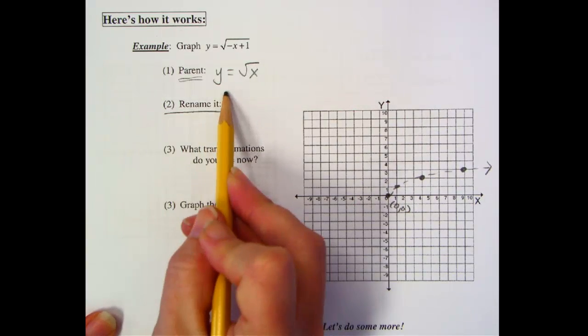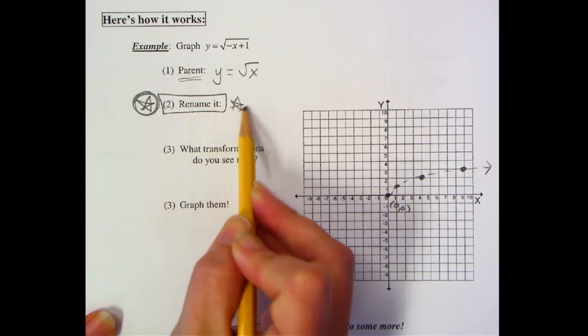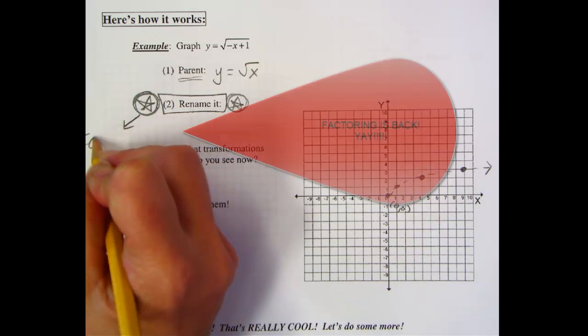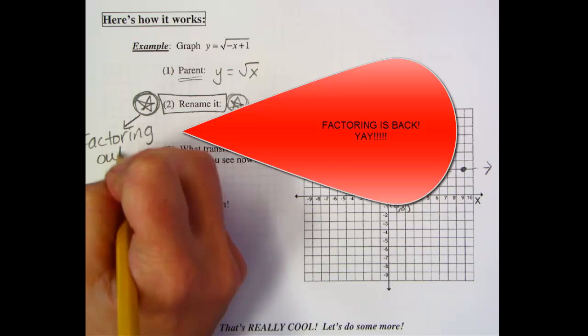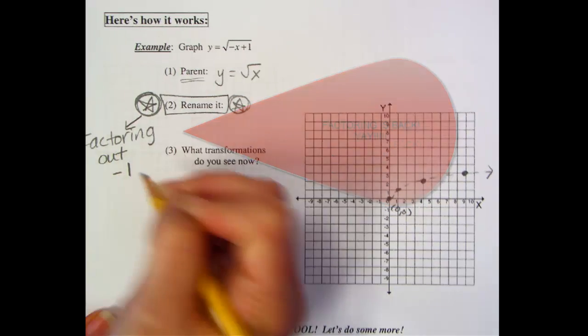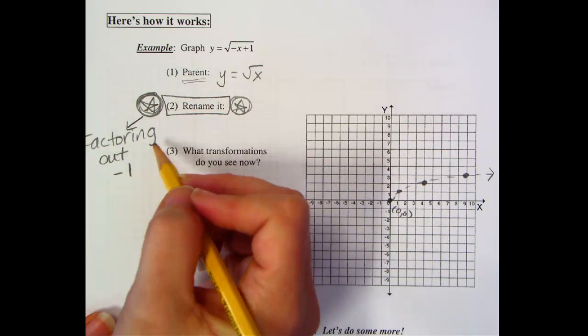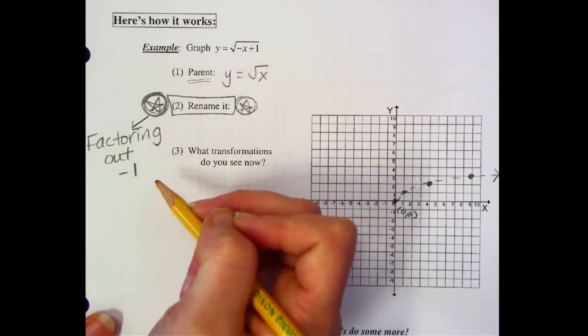The key difference in reflecting over y is we need to rename the stuff inside that's been negated. And we do that by factoring. And we factor out the negative 1. So that's a key critical step. We have to factor out negative 1. We promised you in the beginning of the year that you'll see factoring in almost every chapter, if not every chapter, and here's where it appears in this one.